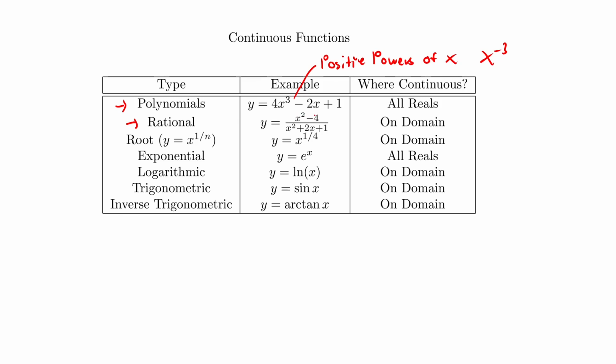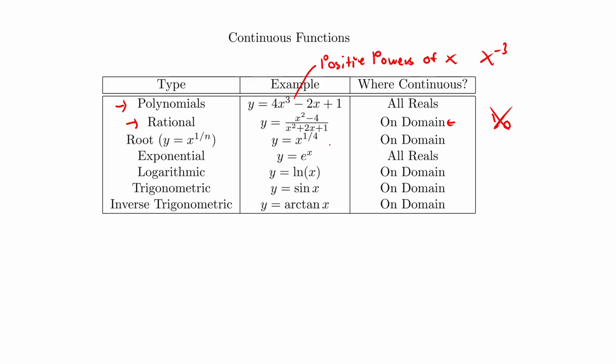So what does that mean? That means as long as the function is defined, that means you're not dividing by zero, it will be continuous, and you can just evaluate the limit by direct substitution. So that's what we mean by on the domain. If you're dividing by zero, that doesn't count, but as long as you're not dividing by zero, that's going to be fine.